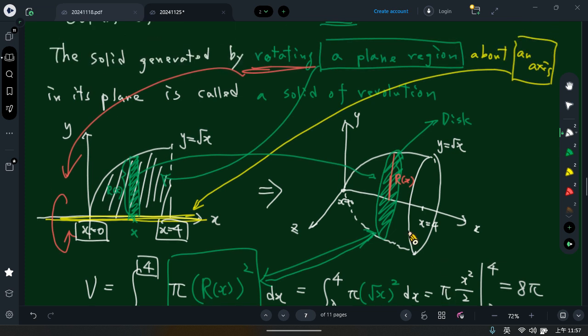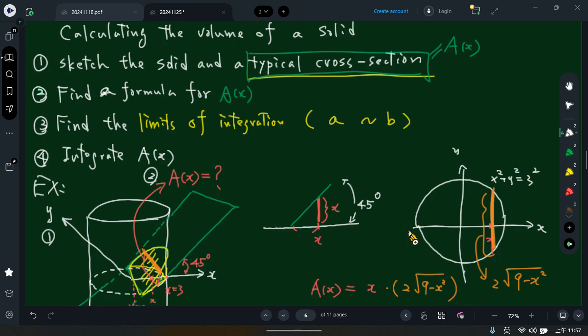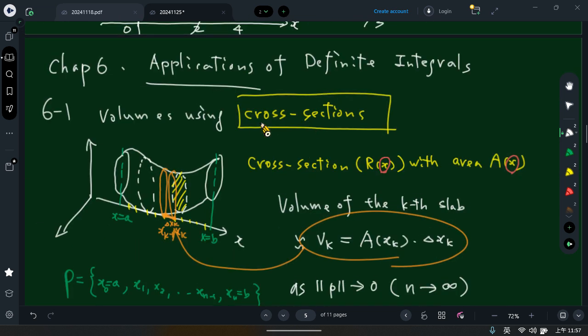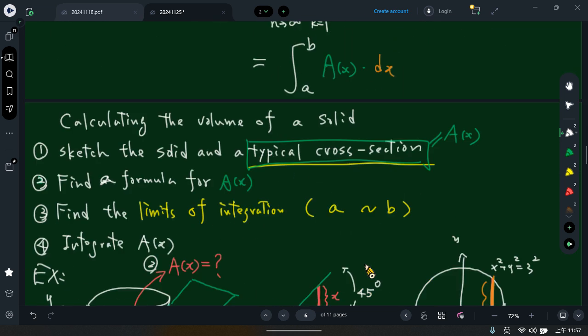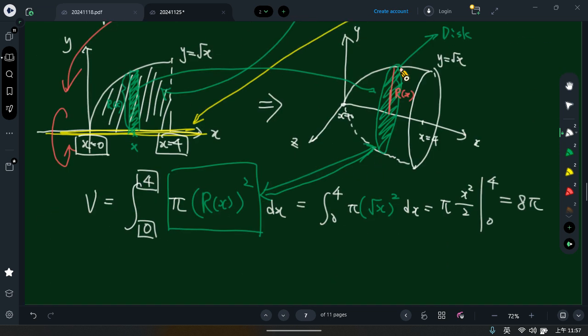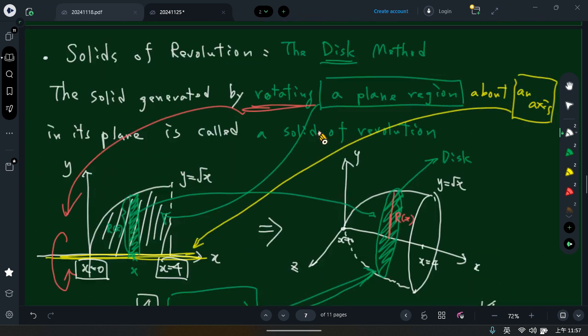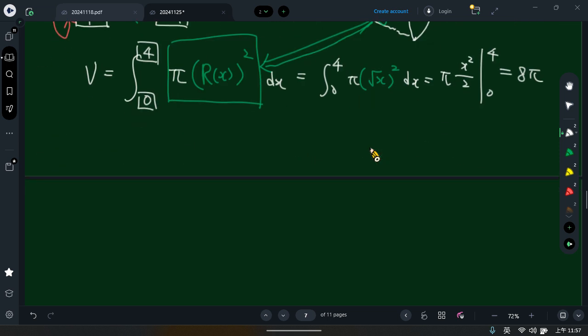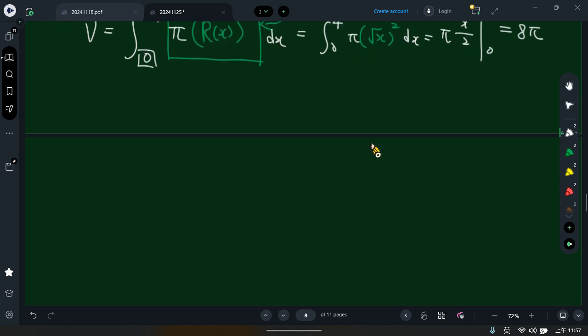Okay, so it still follows the idea that if I can get the typical cross section, and each disk is the typical cross section, and it is a disk, so we call it the disk method. So we can just follow this idea.